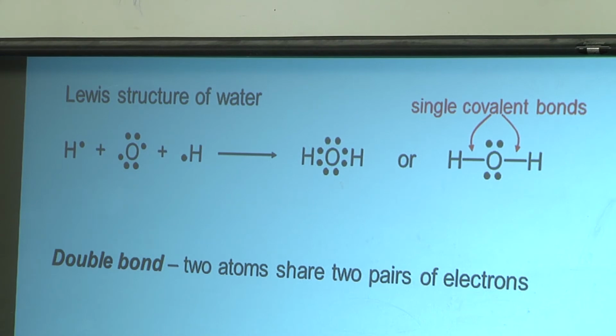So, we've seen elements that have double bonds, triple bonds. And so carbon dioxide has double bonds.